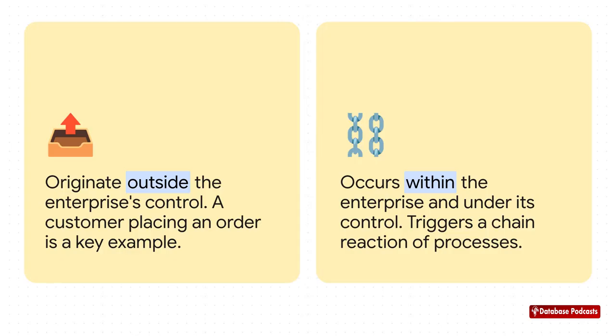And these events really come in two main flavors. First up, you've got your external events. This is the first domino. It's something that happens outside the system's control, like you, the customer, placing an order. Then, in response to that, the system creates its own internal events. That's the chain reaction. Things like update inventory record, which then kicks off the next process in line.